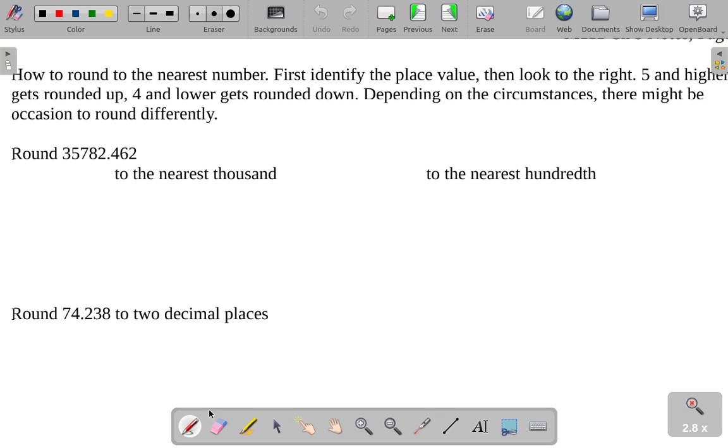Rounding when you're dealing with decimals is very much like rounding when you're dealing with whole numbers. You're first going to identify where your place value is, and then you're going to look to the right. If it's 5 or greater, you're going to be rounding up. If it's 4 or lower, you're going to be rounding down. And depending on which circumstance you're in, you might not always be rounding to the nearest number.